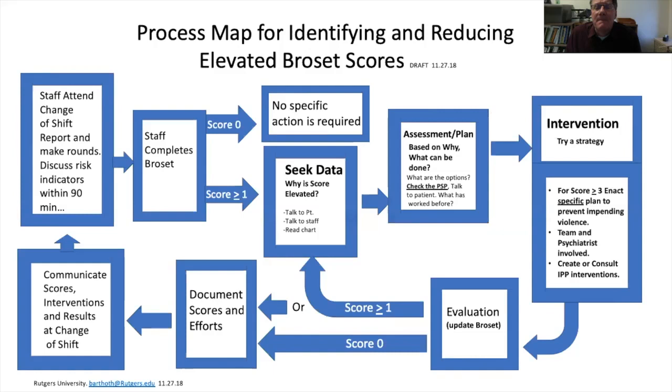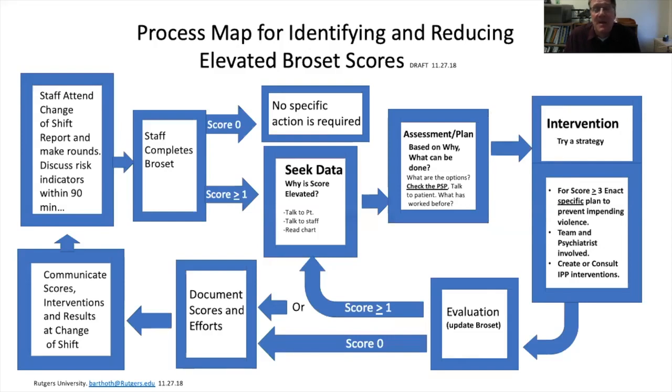Next, now that we have a hypothesis, we have a guess about why the score might be elevated, what can we do about it? What are our options? What has worked in the past? And here's where this idea of the patient safety plan can be really helpful, and I highly encourage you to consult that. There may be other occasions where the person is telling you pretty directly what the issue is, and the patient safety plan is not appropriate.